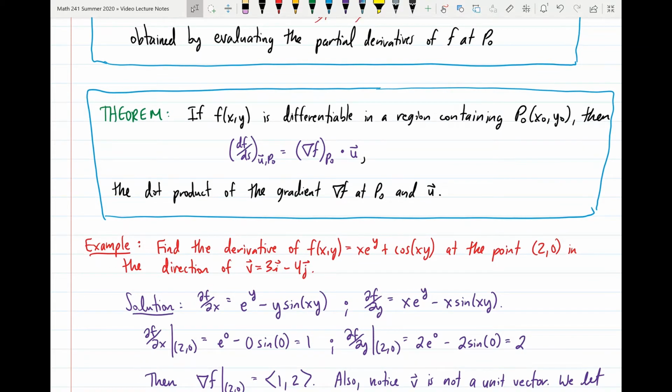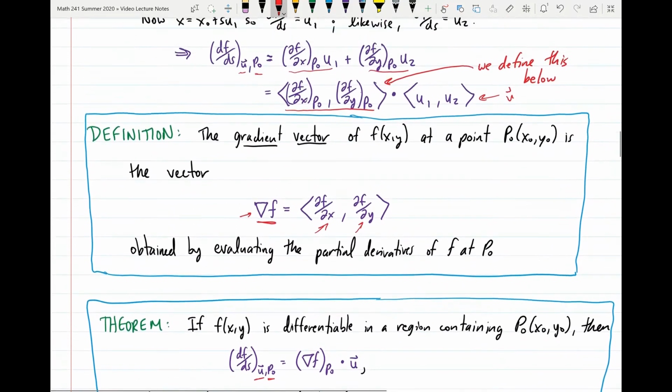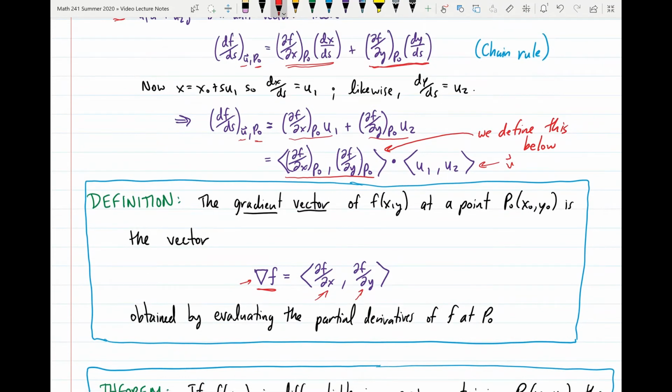So if f of x, y is differentiable in a region containing the point p naught, then the derivative of f with respect to s, or just the directional derivative, in the direction of the vector u at the point p naught is equal to the gradient vector evaluated at the point p naught dot product with our unit vector u.